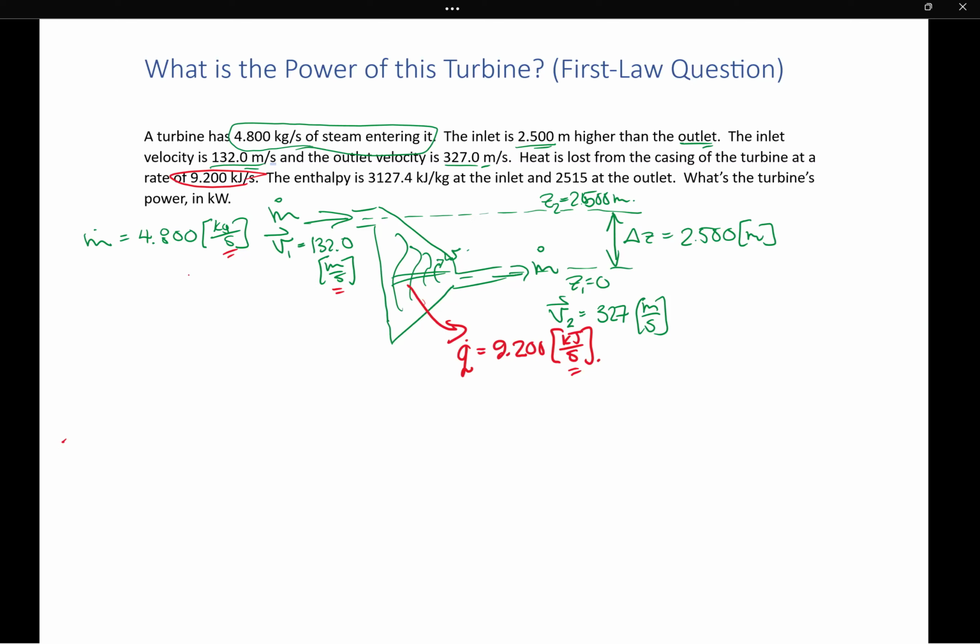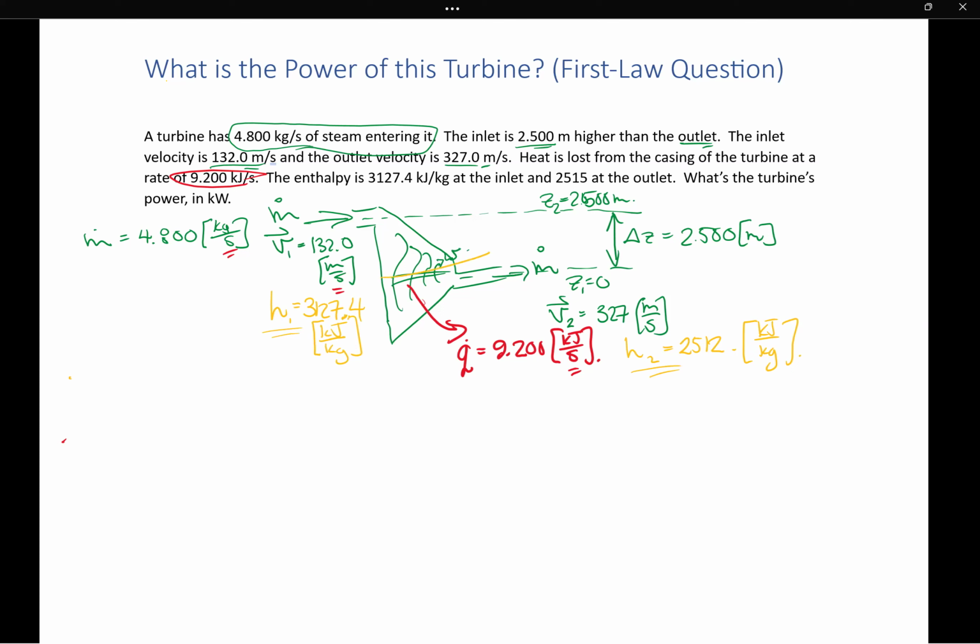It has some enthalpy at the input and some enthalpy at the output, so it's nice to know those enthalpies. I'm not feeling like this is going to be a really hard problem. It has enthalpy at the inlet and enthalpy at the outlet. Somebody has measured that, and it goes from 3127 to 2512 kilojoules per kilogram of this fluid. It used to have a lot of enthalpy, which is sort of a measure of energy, a measure of randomness inside those molecules.